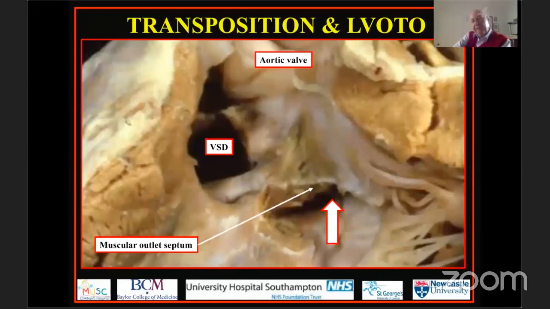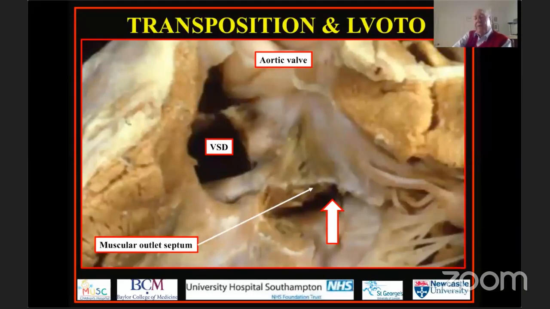In the past, this lesion was usually repaired with the Rastelli approach. Then we had the REV approach. Nowadays, many people would repair this using the Nikaidoh procedure, or even by complete rotation of the arterial roots.